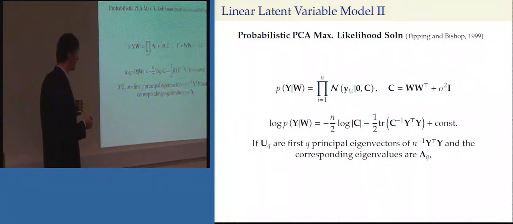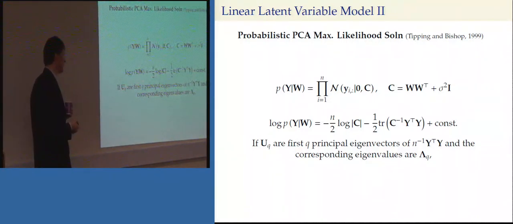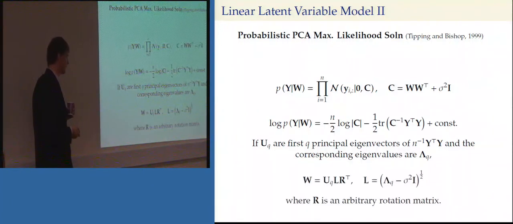If this is your probability of y given W with this covariance structure here, C, this is your log likelihood, and we've used this trace form, which is quite useful sometimes for these multivariate things, but this is just the standard Gaussian log likelihood written in this trace way. And it turns out that the maximum likelihood for W is found based on this. If I take U_Q to be the first Q principal eigenvectors of this, and the corresponding eigenvalues are lambda_Q, then this is the maximum likelihood solution for that model.